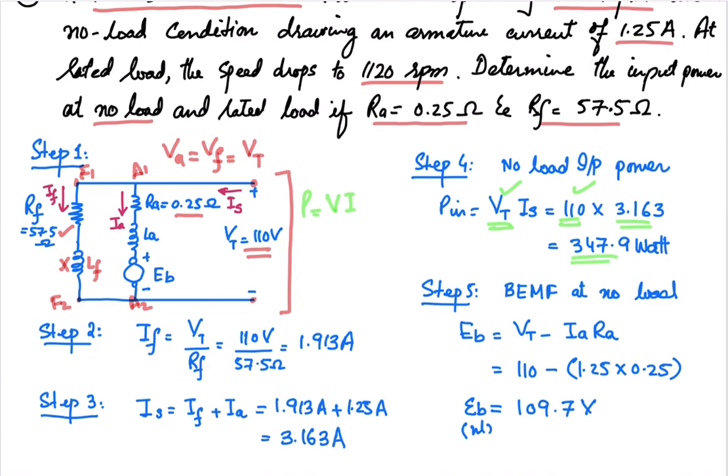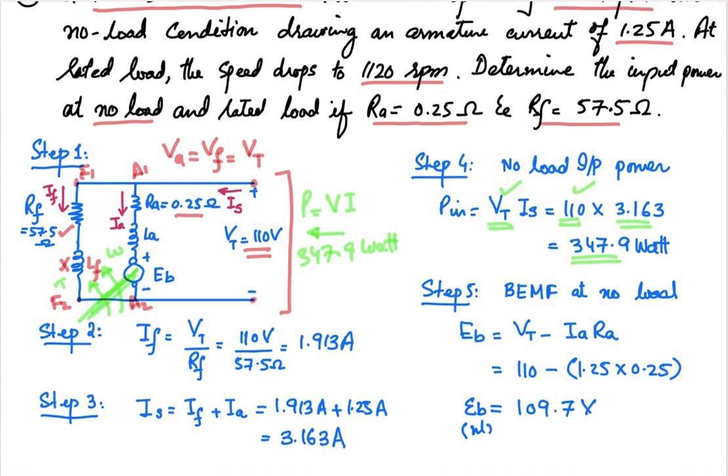So the power that is injected into this machine is equal to 347.9 watt, the power taken by this machine. And please note that this is at the no load state. We have still not applied any mechanical load over the shaft of this machine. It is rotating with speed omega.